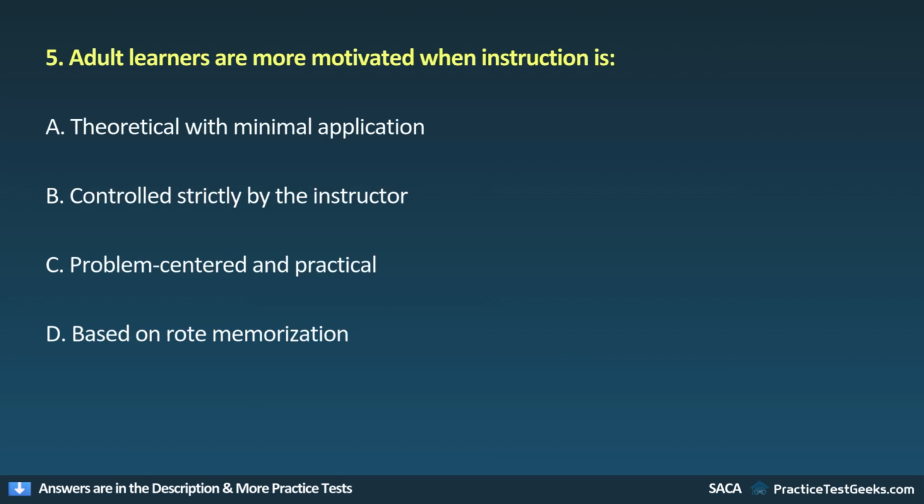5. Adult learners are more motivated when instruction is A. Theoretical with minimal application. B. Controlled strictly by the instructor. C. Problem-centered and practical. D. Based on rote memorization.